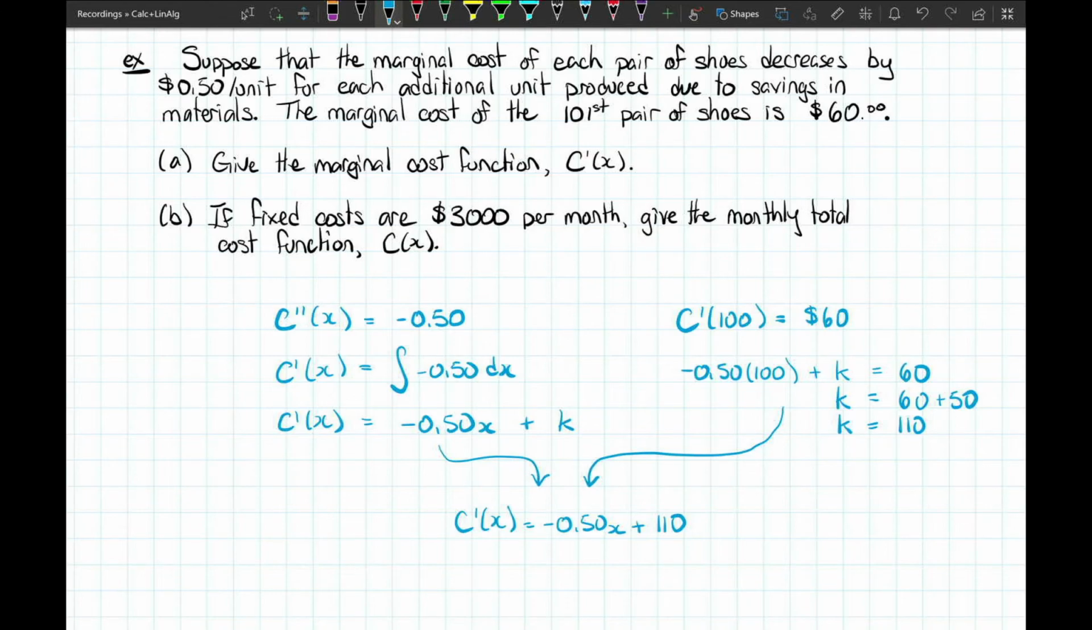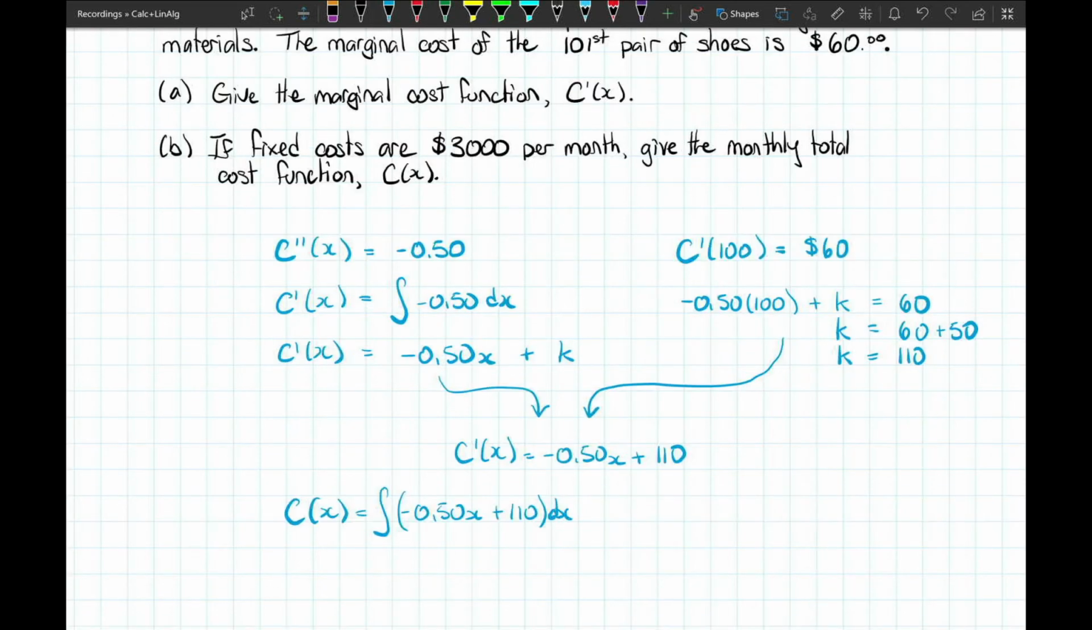Well, remember that marginal cost is telling us how quickly total cost is increasing per unit. So again, this is a rate of change. This is the derivative of our monthly total cost function. So by integrating marginal cost, we would get total cost. So to find our cost function, we'll start off with the most general antiderivative of our marginal cost function. And this is just going to be a constant function, a power rule, and a constant multiple rule.